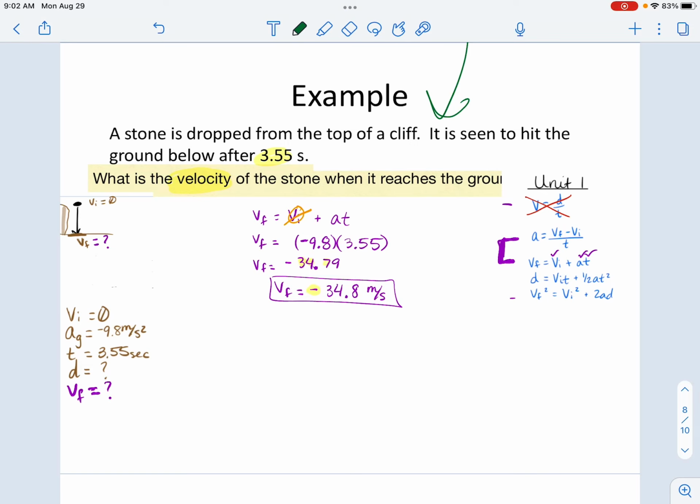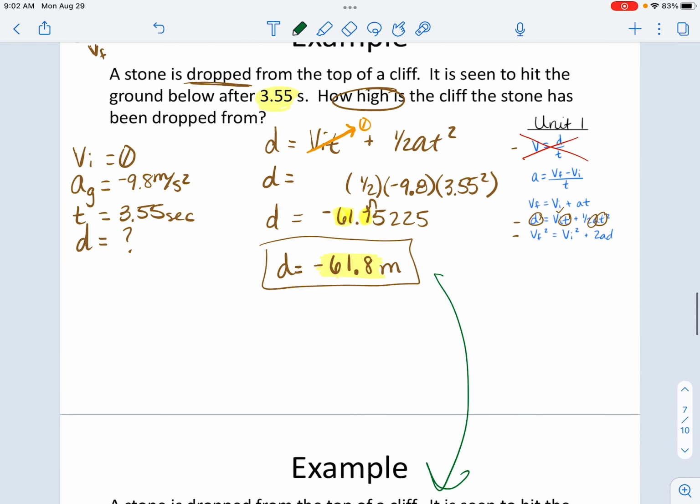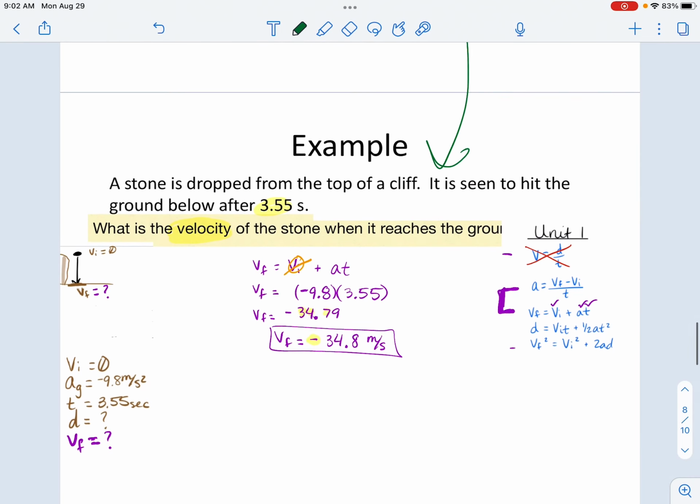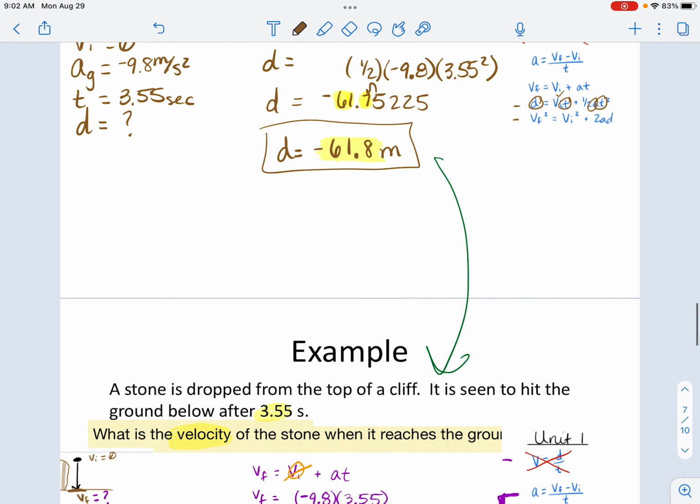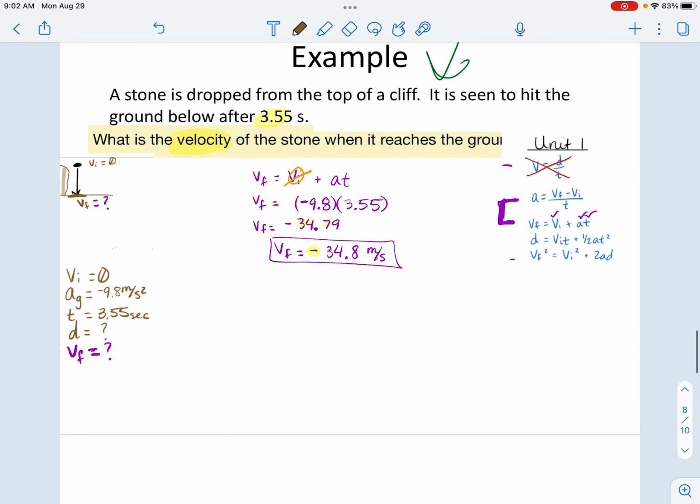The other thing that I could do is take the information that I used here with this displacement, and go ahead and solve for that final velocity using my new displacement information. So we had determined a displacement of, technically, negative 61.75225. That is what we said our vertical displacement was.